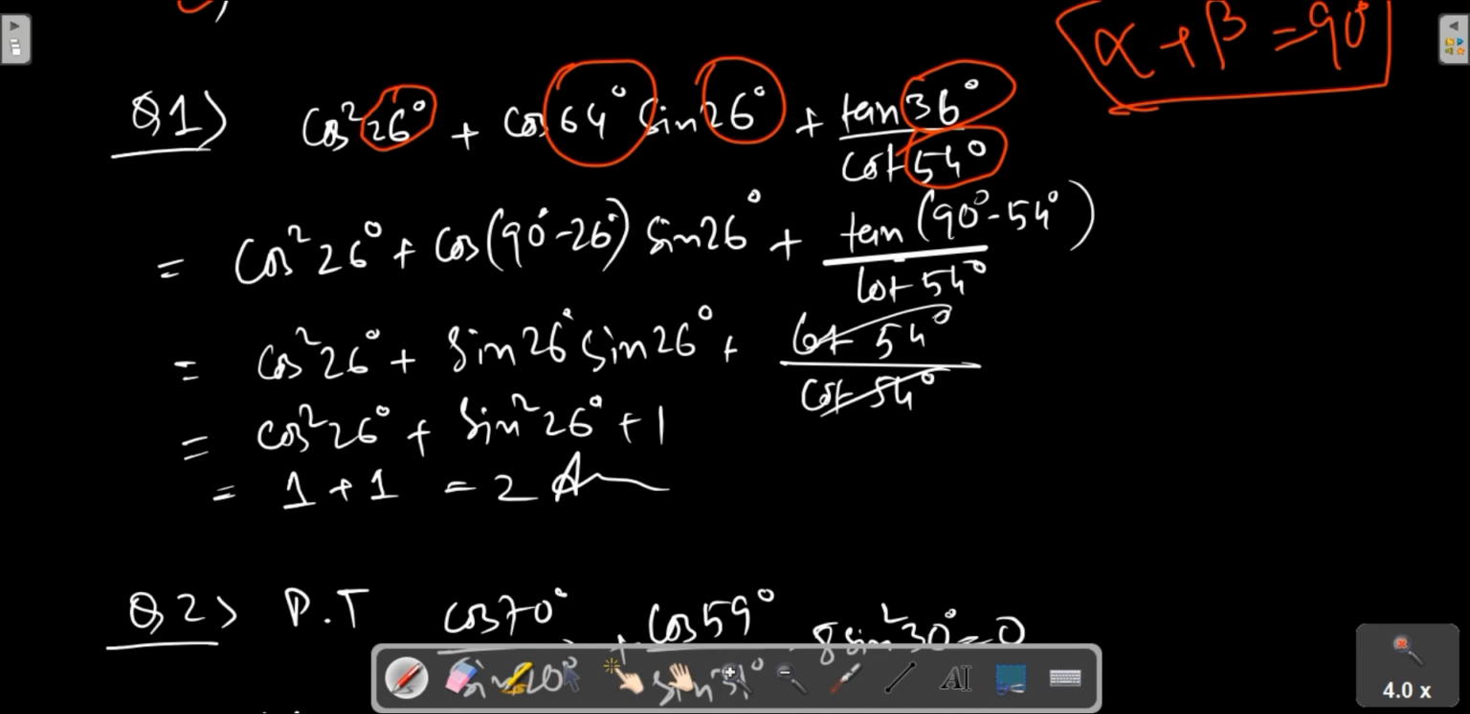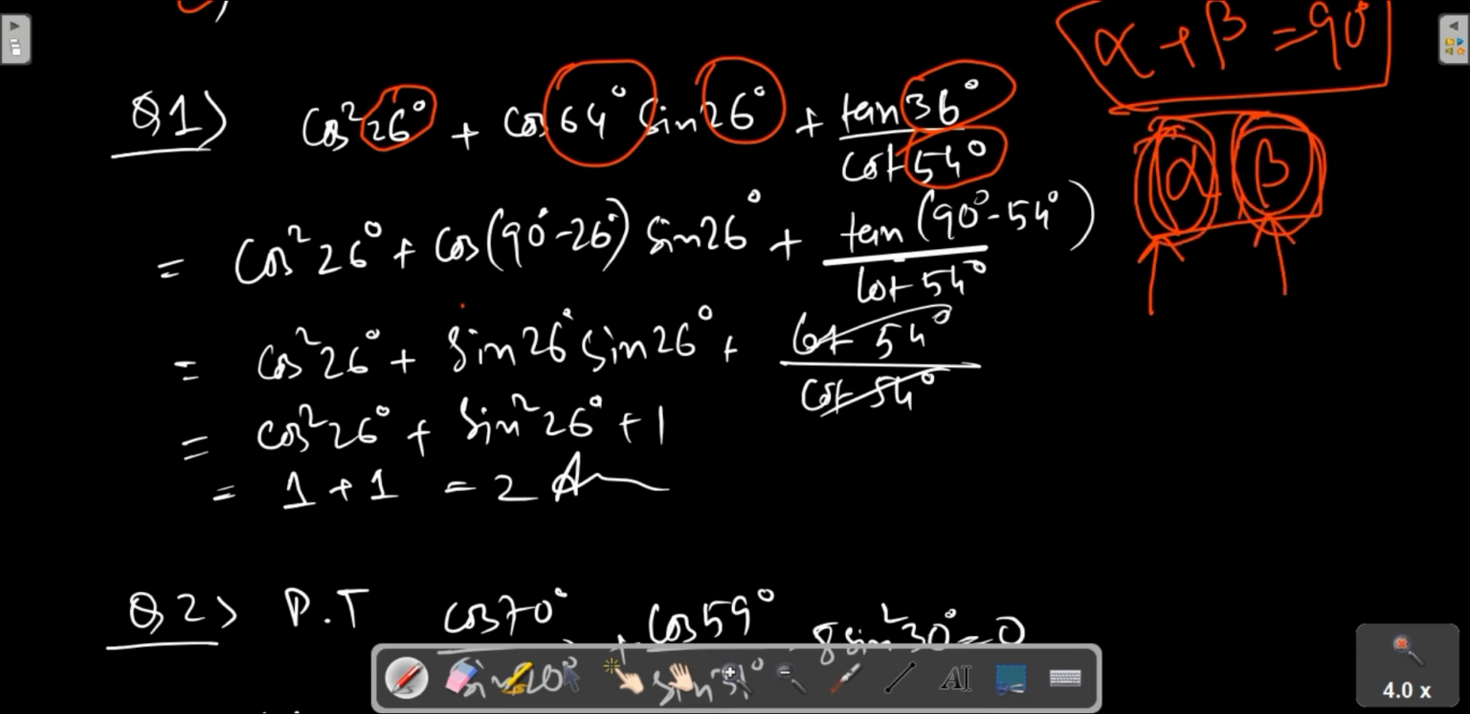So what we will do is choose any one and change that particular angle, and the other angle will remain the same. If I say alpha and beta are complementary angles, then you have to change either alpha or beta. If you are changing alpha, then you will not change beta, and if you are changing beta, you will not change alpha. Here I have kept 26 the same, so I am changing 64.